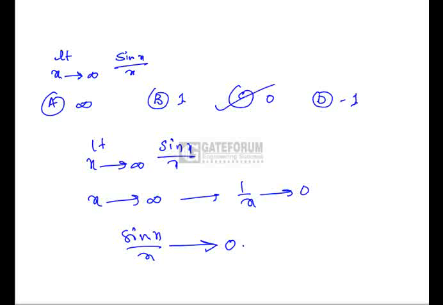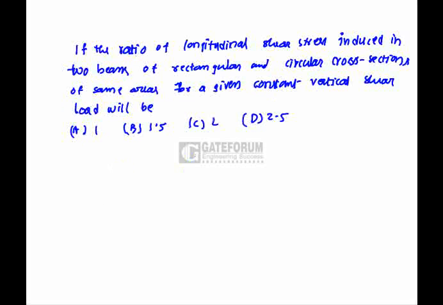That is option C. Question is, what is the ratio of longitudinal shear stress induced in two beams of rectangular and circular cross sections of the same areas for a given constant vertical shear load. So the longitudinal shear stress, we have to find out the ratio for rectangular and circular, that is tau_r / tau_c, that is equal to 2 times. So option C is correct.